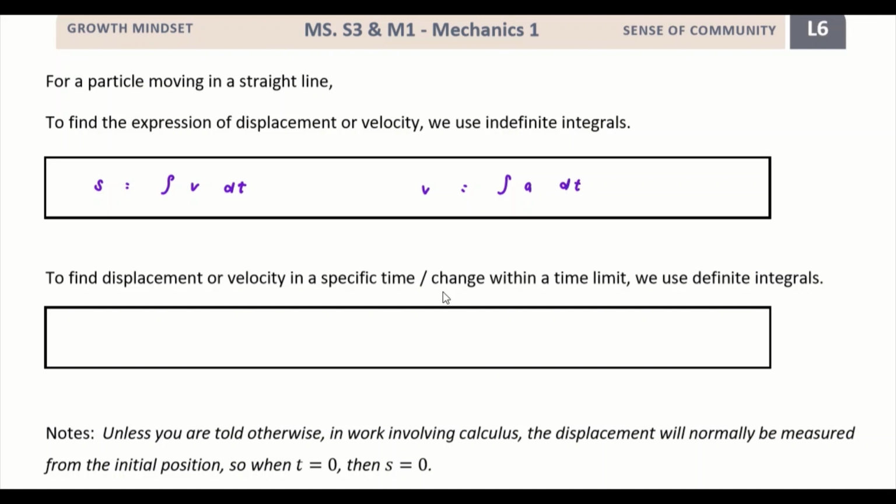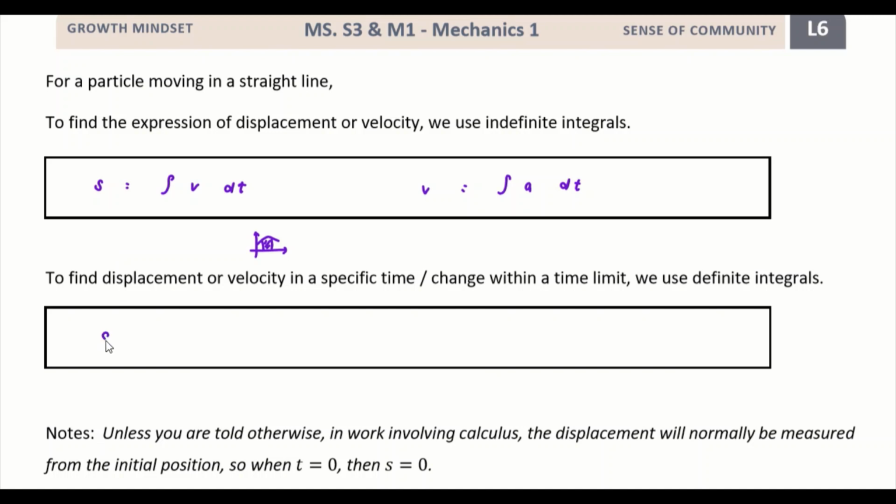So this is what we explained just now. If you want to find the displacement in a specific time, let's say you have a graph, perhaps something that looks like this, how are you going to find the displacement change from here to here? This is where we can use the definite integral to help us solve that.